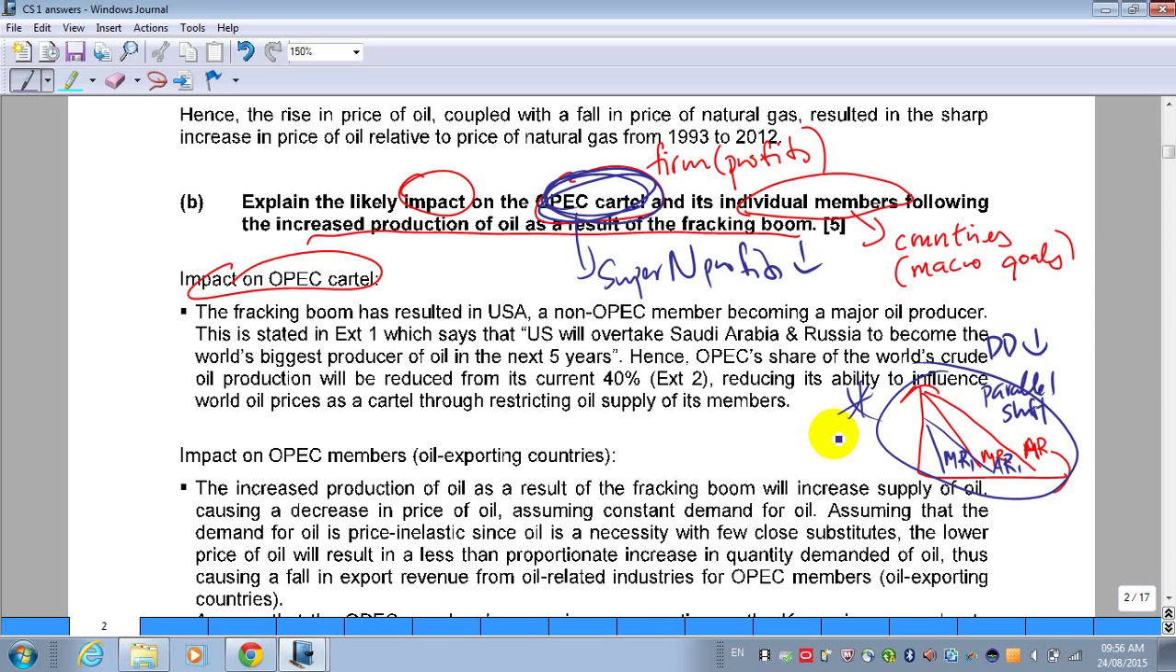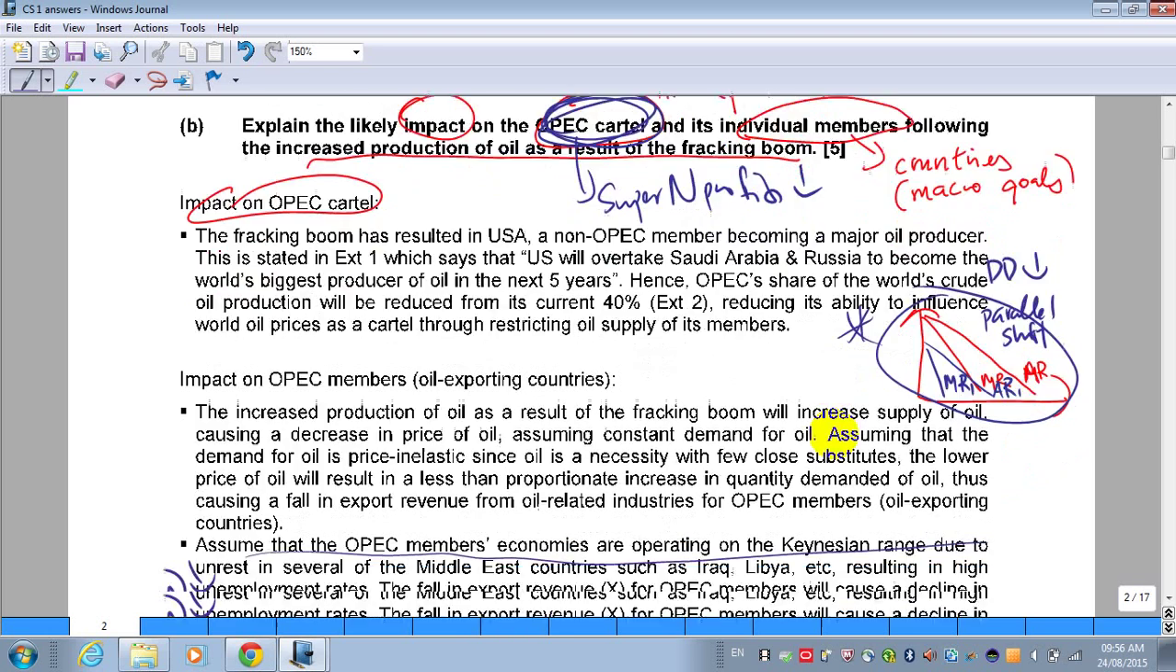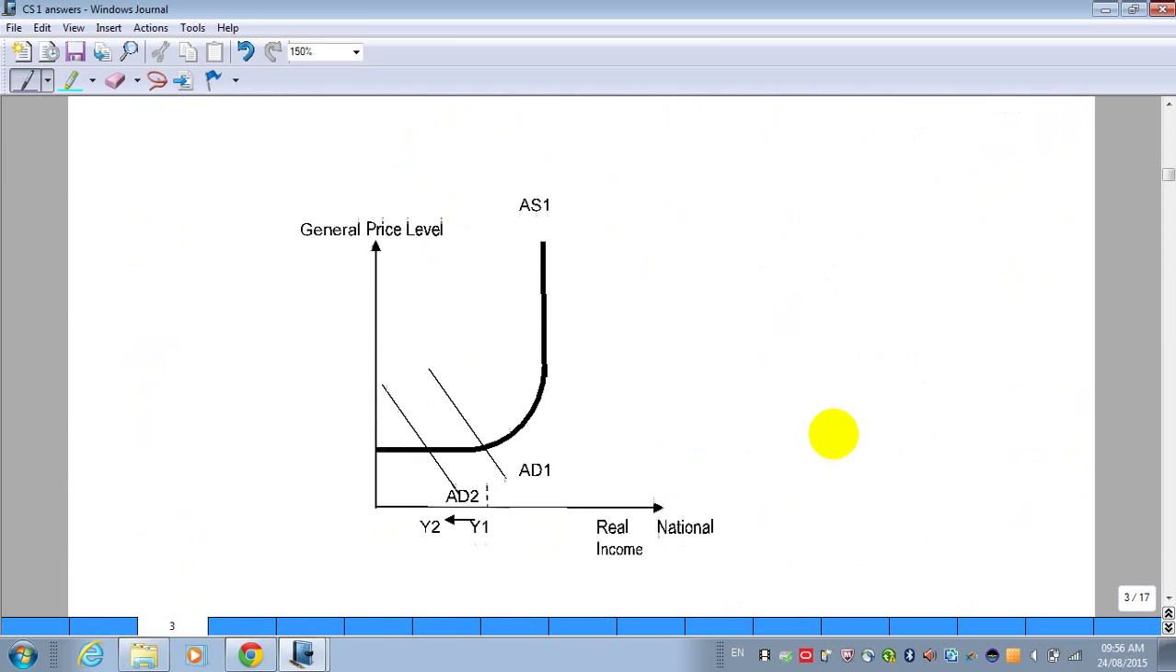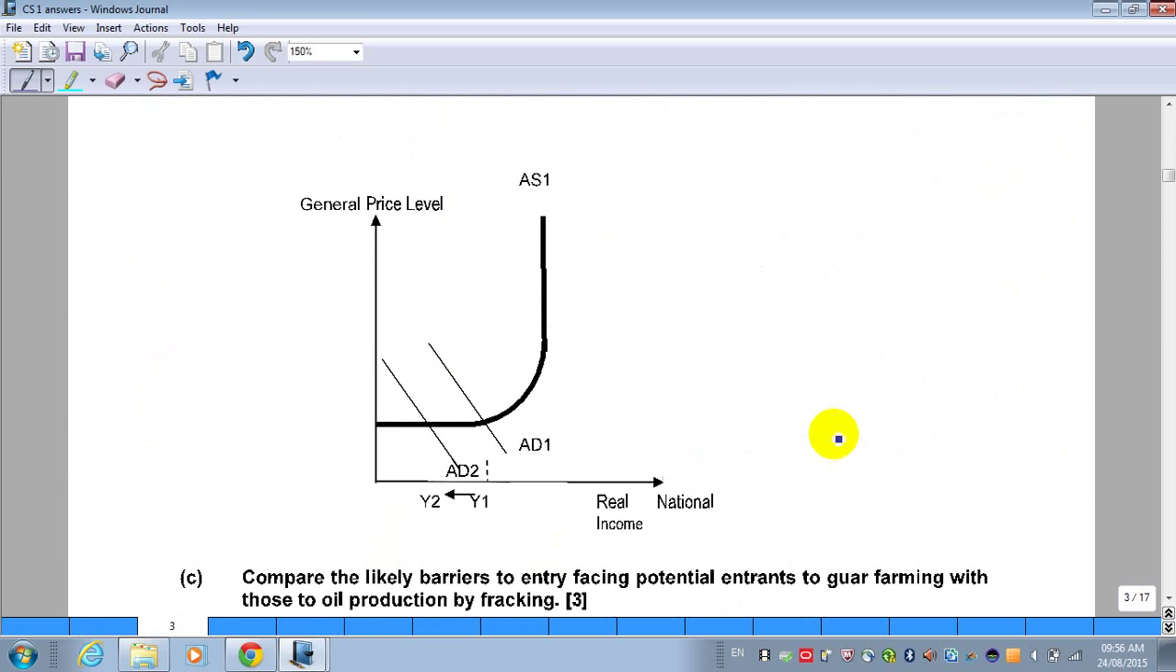And individual members, we're actually talking about the individual countries of OPEC, and therefore there's a need to link to the macro goals. Okay, now let's move on to, oh yes, please draw the graph as well. I don't need the iPony. I just need you to tell me that AD falls, real national income falls, limits EG, and at the same time that cyclical unemployment increases. I don't need the iPony, but I need the graph.